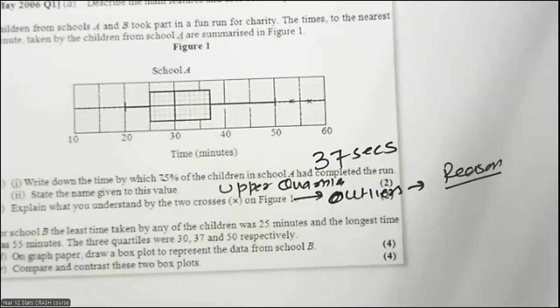Sometimes I've seen they've asked you for reasons. What do you think the reason could be? Obviously, running a race, somebody might have got injured, or somebody might have special needs, or special physical needs to complete the race. Okay, so that's fine.